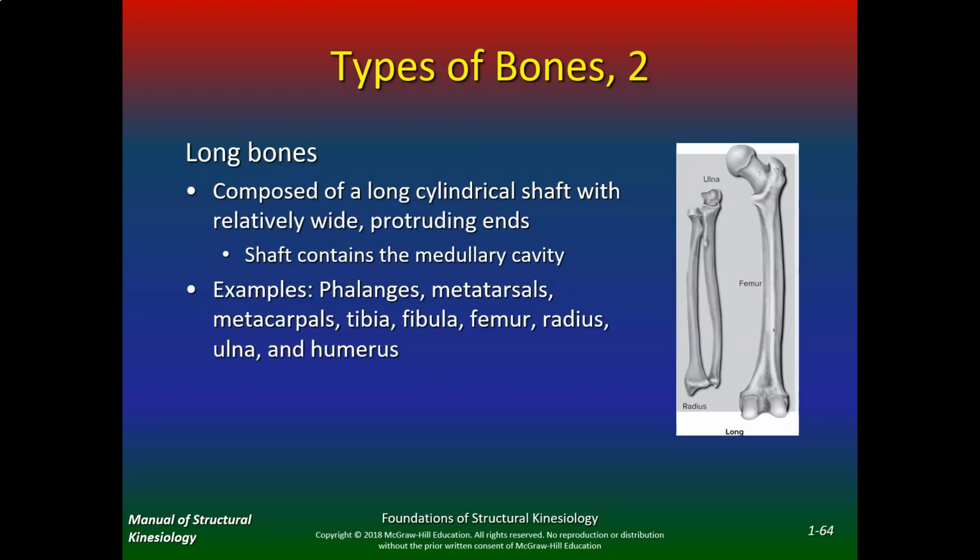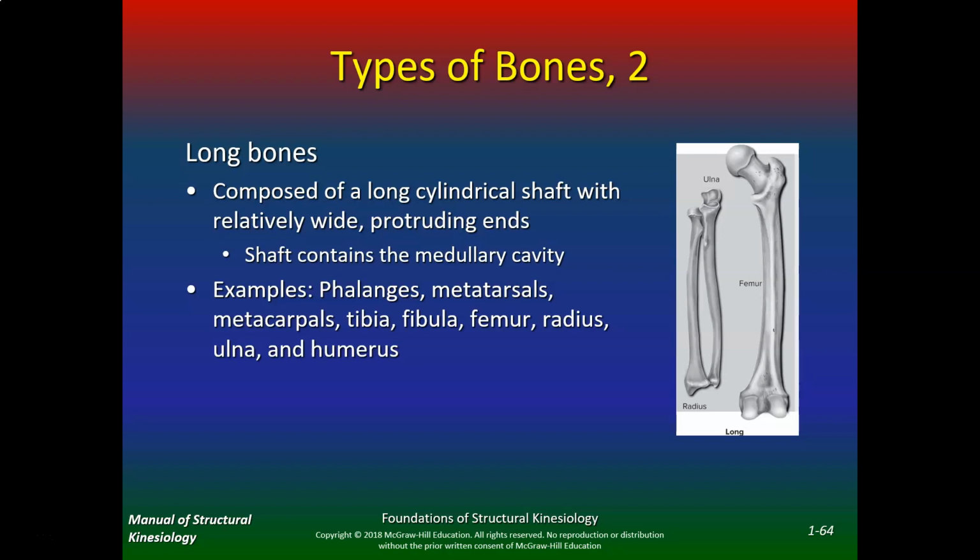Now let's look at the long bones. They're composed of a long cylindrical shaft with a relatively wide protruding end. You have the shaft that contains the medullary cavity. So what are the examples of the long bones? Phalanges, metacarpals, metatarsals, tibia, fibula, femur, radius, ulna, and humerus.